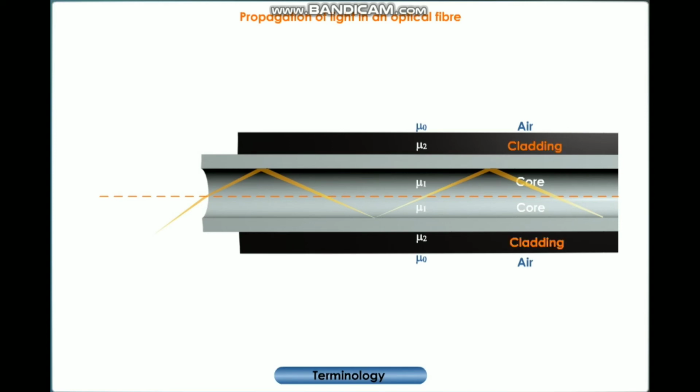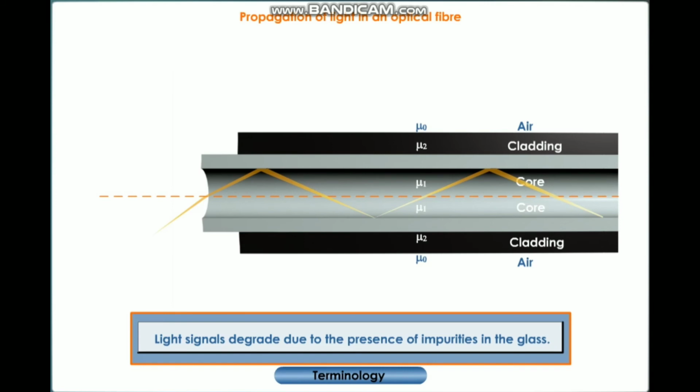Because the cladding does not absorb any light from the core, the light wave can travel great distances. However, some of the light signal degrades within the fiber, mostly due to impurities in the glass.